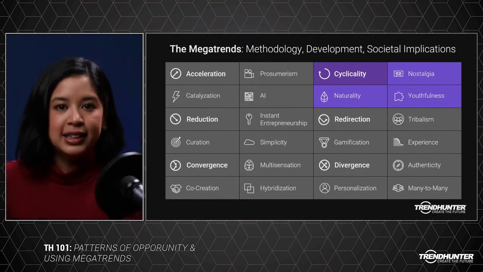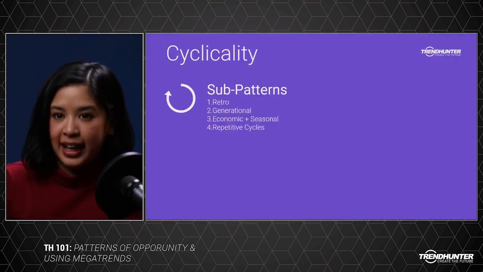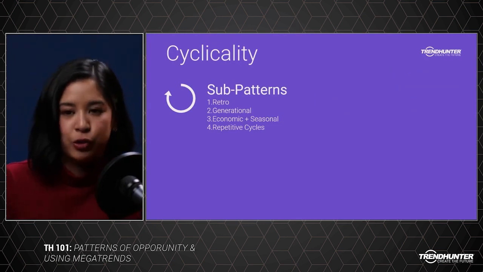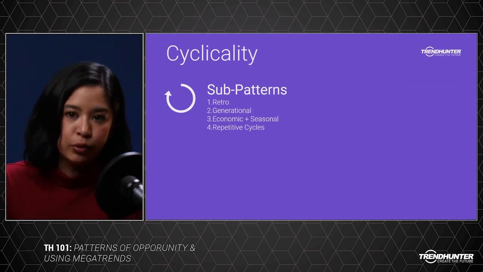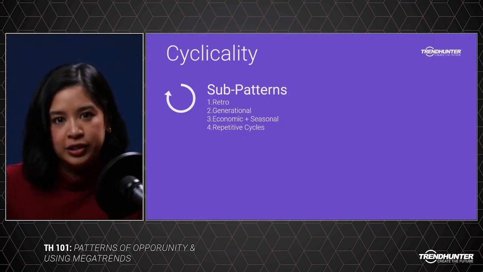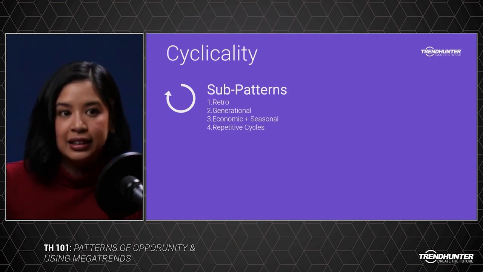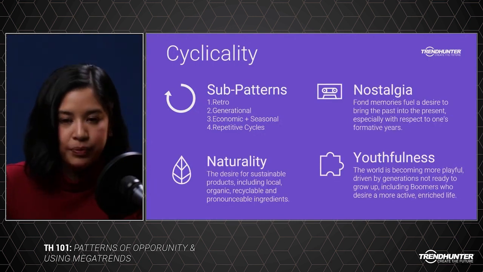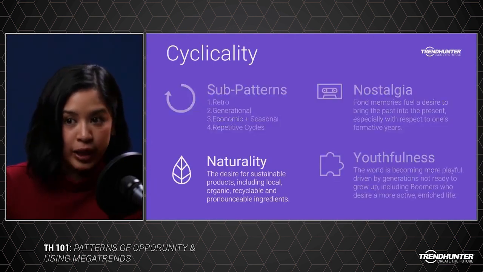So next we have the megatrends under our cyclicality pattern. Cyclicality looks at the sub-patterns of retro, generational, economic and seasonal, and repetitive cycles. As I said earlier, cyclicality is about the idea that trends repeat themselves. So within it, of course, we have nostalgia, youthfulness, and naturality.